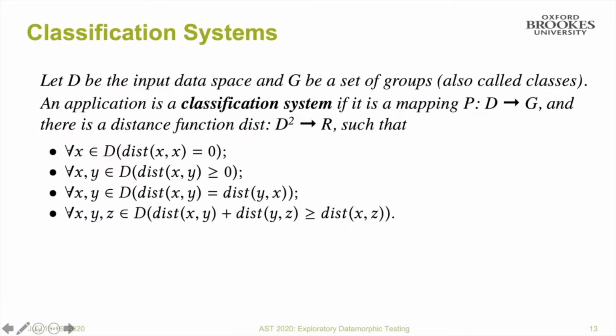The notion of similarity is a very important part of classification systems, although it may not be explicitly defined in a classification system. Mathematically speaking, the similarities between entities can be defined as a distance function that satisfies a set of mathematical properties. Therefore, a classification system can be formally defined as a mapping from the input data space to a group of classes. And there is a distance function defined on the input data space.